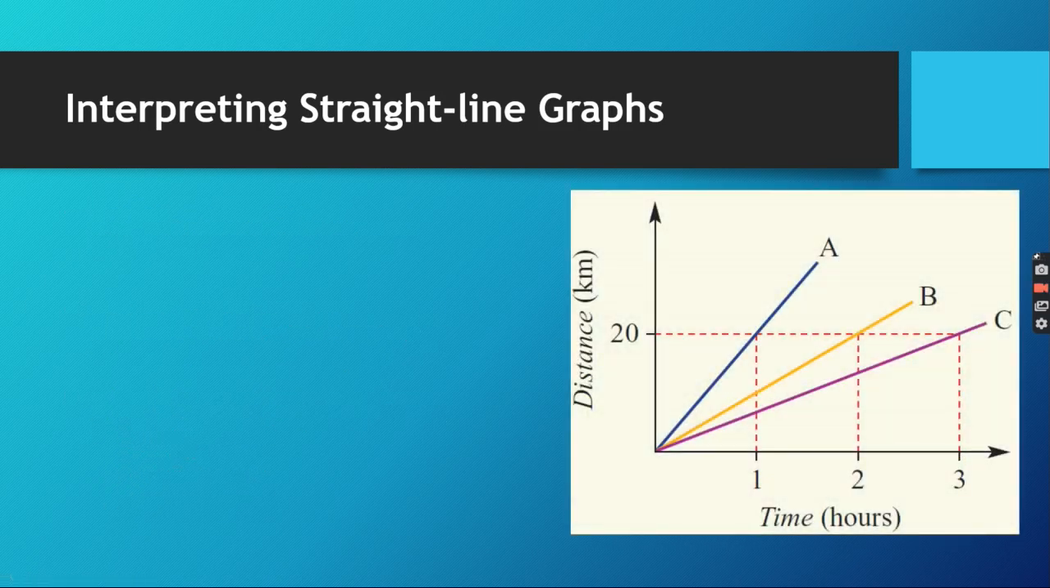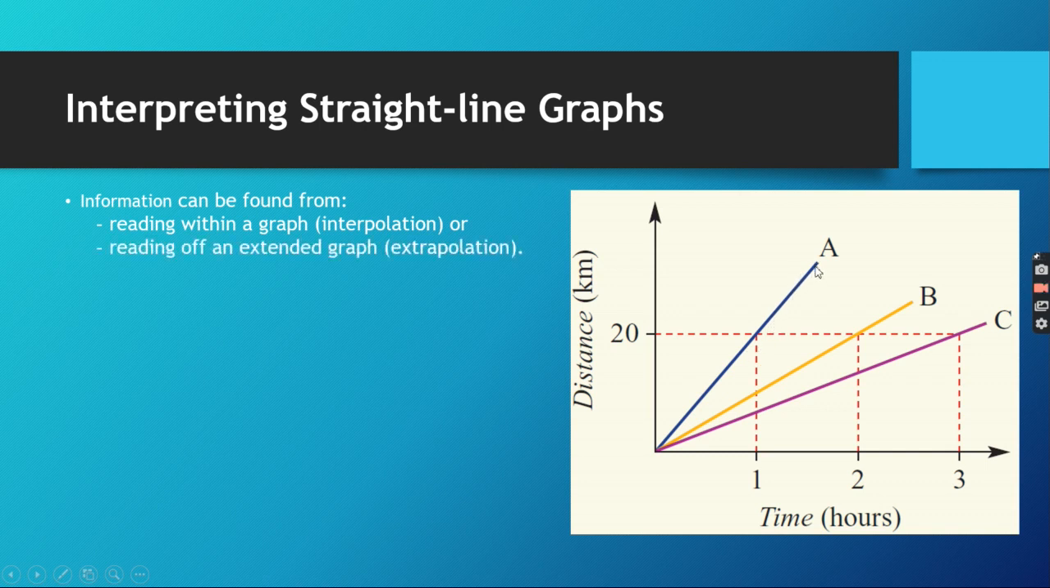There are two things that we can do with reading off a graph. Information can be found from reading within a graph, which is called interpolation, which means that I have this whole section of the graph here, and so as a result I can read off values anywhere along here. That's called interpolation. Or I can extend the graph and consider what would happen if this relationship was to continue in the same way. And then I can read off values that are not actually drawn on the graph.